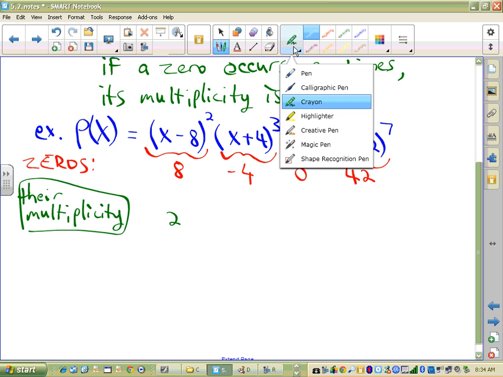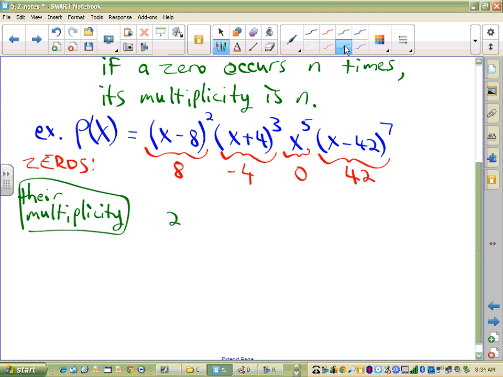What's the multiplicity of the negative 4 0 then? Anybody? 3. And then of the 0? Of the 0, it's 5. And of the 42, it's 7. Let me throw one more factor on the end.